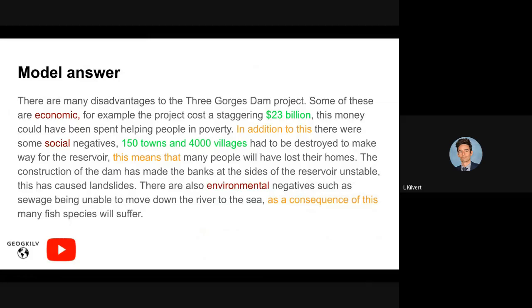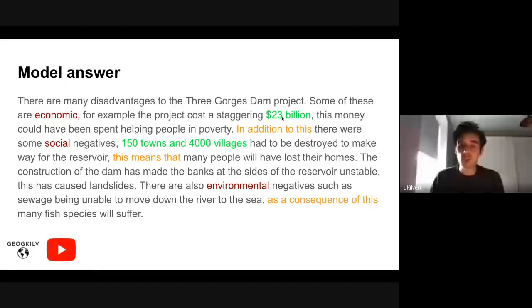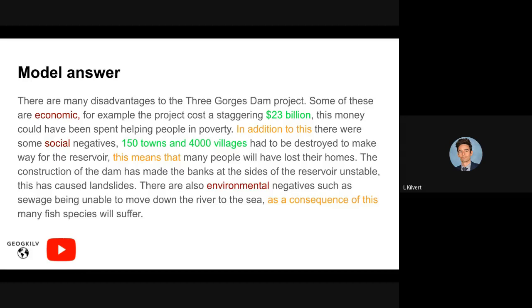Now, what you'll notice in my model answer is that I've put certain things in different colours. So firstly, in red, I've been really clear on where I've highlighted economic, social and environmental. So I'm showing someone that's reading it that I understand the differences between social effects, economic effects and environmental effects. I've also put in green some specific pieces of information that link to this example. So rather than just saying it costs a lot of money, I've said that it cost £23 billion to build it. Rather than saying towns and villages were destroyed, I've said that 150 towns were destroyed and 4,000 villages were destroyed. So I'm really showing that I've got a good in-depth knowledge and understanding.